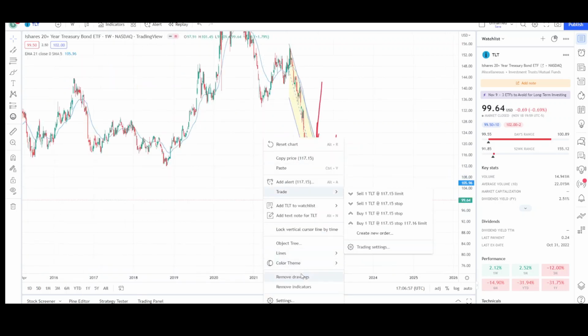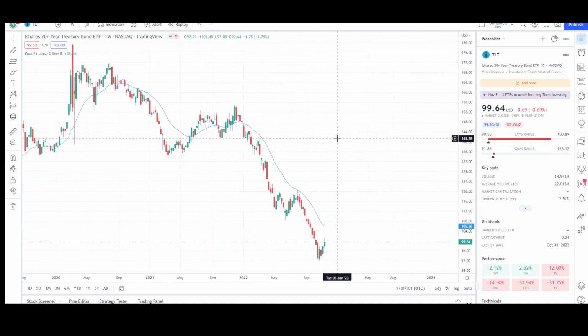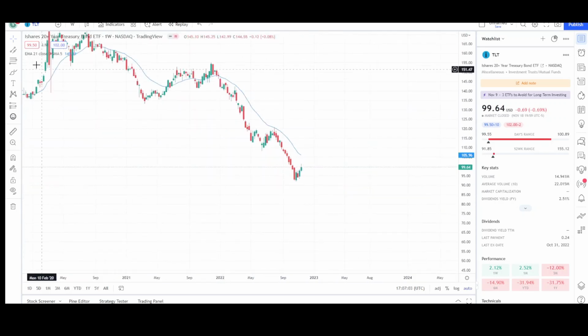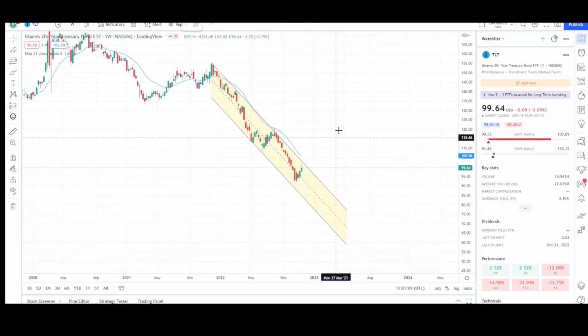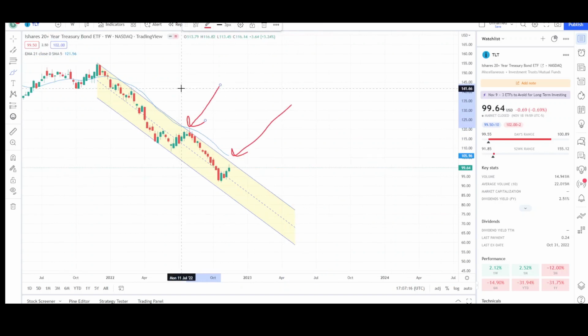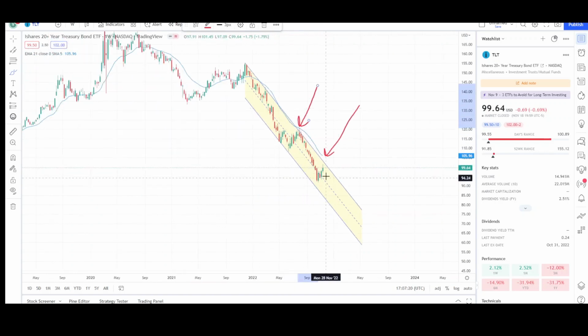So here's the weekly chart for TLT. Just a more summarized viewpoint, and it's easier on the eyes. So again, this was the downtrend channel I drew. That was yellow. And the EMA is right here. So it looks like we're coming back to the EMA like we did over here, just because we were oversold or overextended.